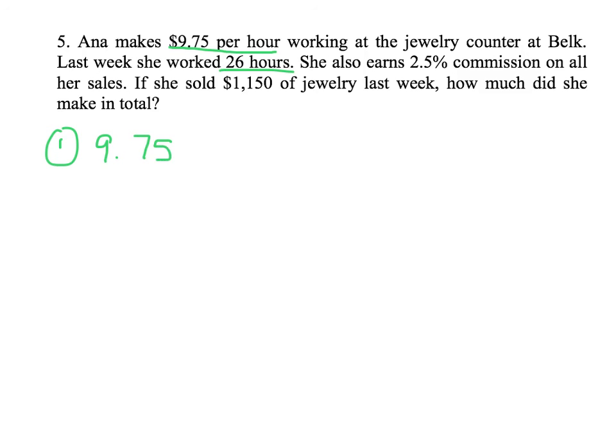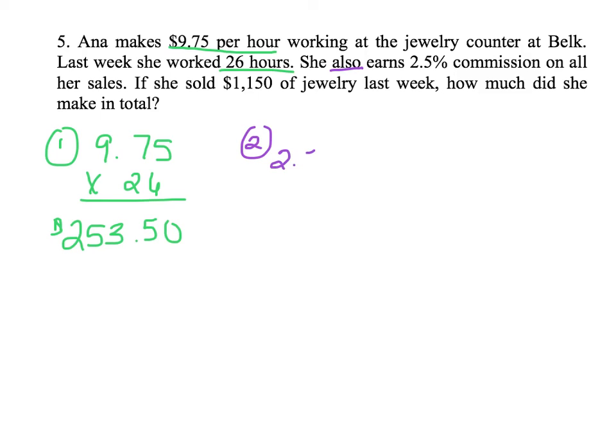So take her hourly rate, multiply it by how many hours she worked. So she earned a total of $253.50 last week. She also earns, though, commission. So she earns 2.5% on her sales. How much did she sell? $1,000. $150. Commission is never on your earnings, it's always on the sales.